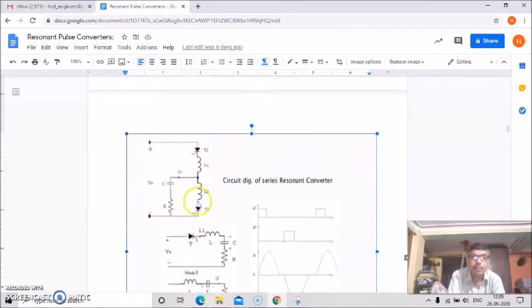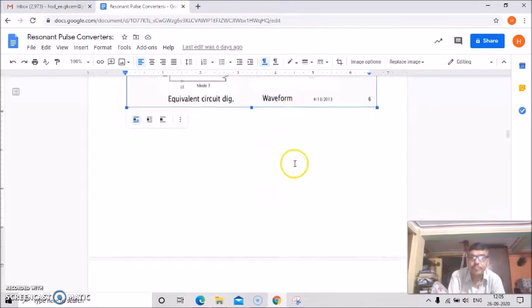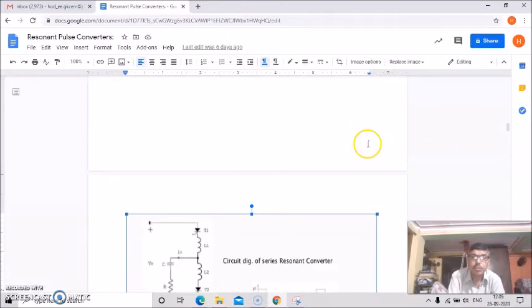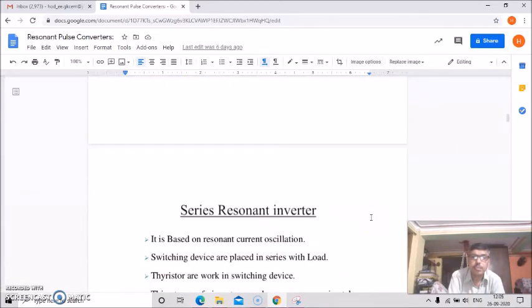Actually this one. So this is the equivalent circuit, and this is the waveform. Okay, now this is all about the series resonant inverter, and now we'll discuss the parallel resonant inverter.